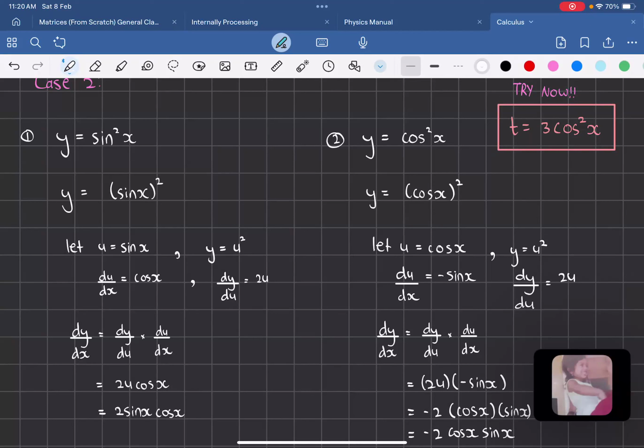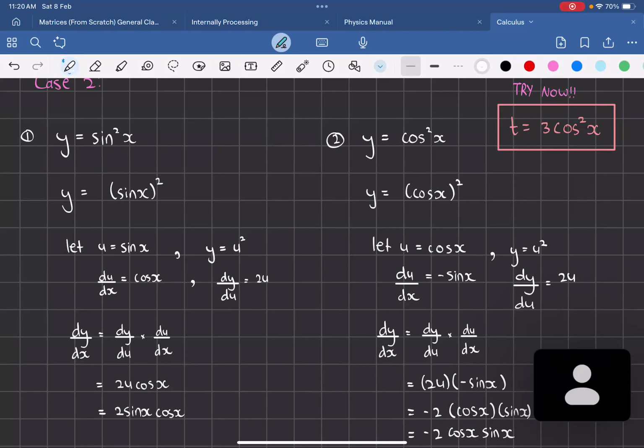So, Alia, we have 3 cos squared x. What's the only term there that's being squared? Cos, right? And do we know how to differentiate cos squared x? Yeah, so you shouldn't have much problem, right? You need to make a substitution. What is the substitution going to be? You're going to say u is equal to what again? Cos x.